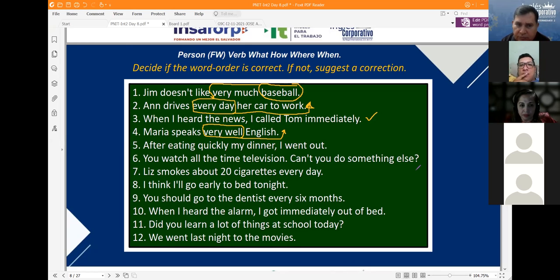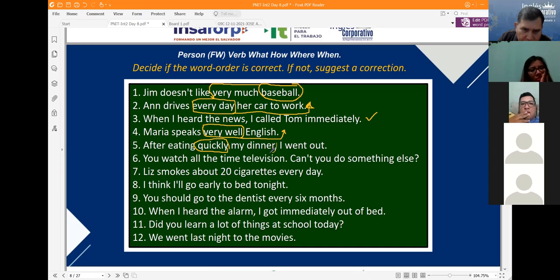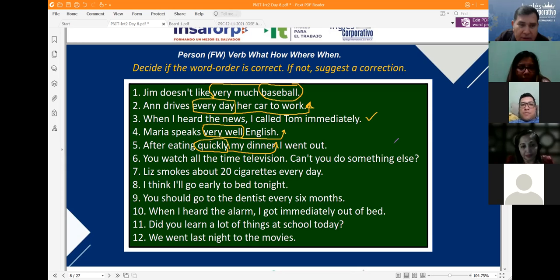I went out after eating. Eating what? My dinner. Quickly. Eating my dinner quickly. Quickly goes here. Of course, not in the position of the comma, but okay. After eating my dinner quickly, I went out. Now, number six. How do we do number six?